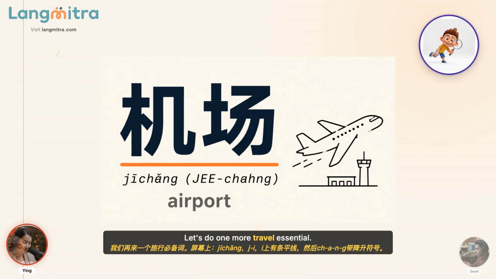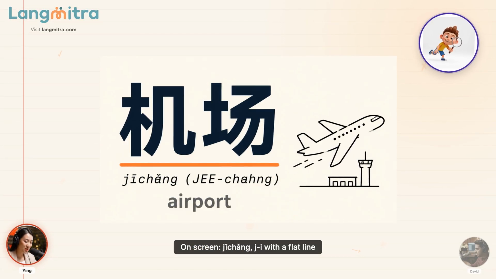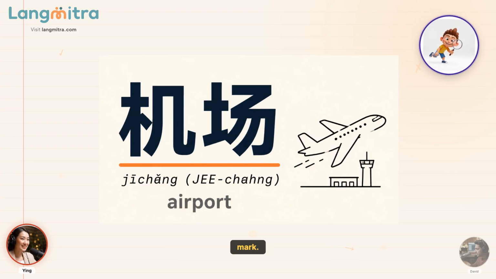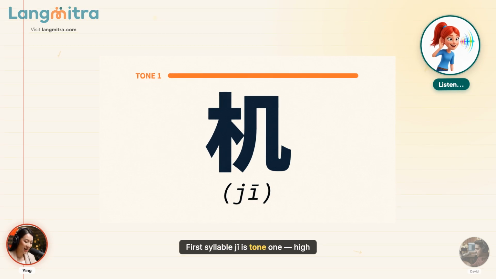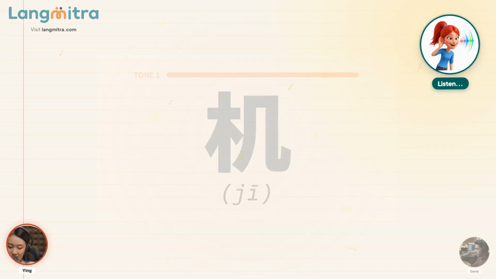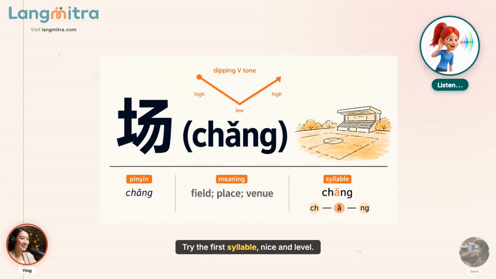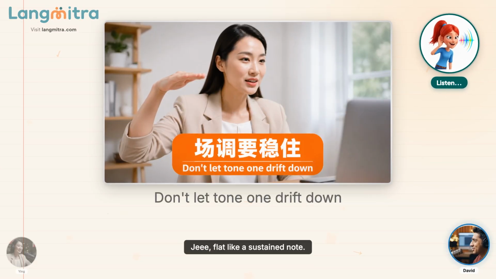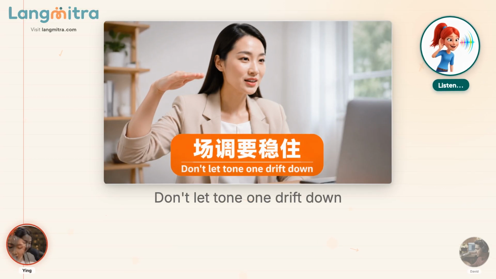Let's do one more travel essential. On screen, Jīchǎng. J-I with a flat line over the I, then ch-a-ng with a dipping mark. It means airport. First syllable, ji, is tone 1, high and flat, like holding a note in a song. Second, chang, is tone 3, the dip. Try the first syllable, nice and level. Ji, flat like a sustained note. Yes, hold it steady. Don't let it drift down.